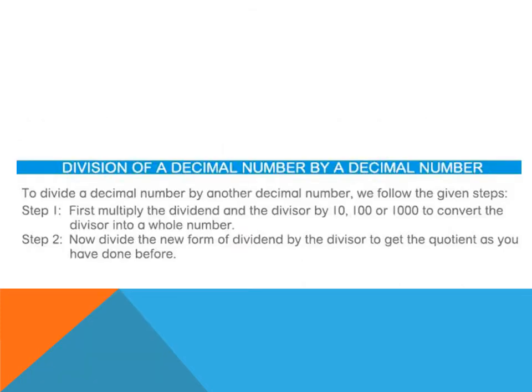Now, division of a decimal by a decimal. To divide a decimal number by another decimal number, we follow the given steps. Number 1. First multiply the dividend and the divisor by 10, 100 or 1000 to convert the divisor into a whole number. Now divide the new form of dividend by the divisor to get the quotient as you have done before. Simple as that. Once we do 1-2 problems, we will understand it more clearly. So let's move on.